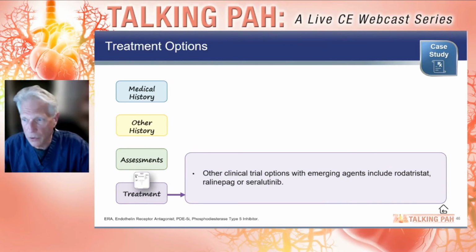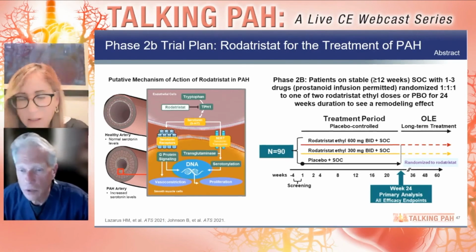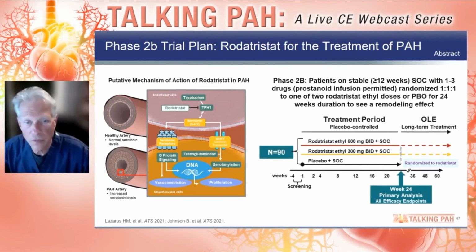So now what I'm going to do is just touch on some of the other clinical trials that are ongoing out there, because there's a lot happening that I think will change the way we practice in the next couple of years. So this first study is a phase 2 trial that is ongoing and still enrolling.